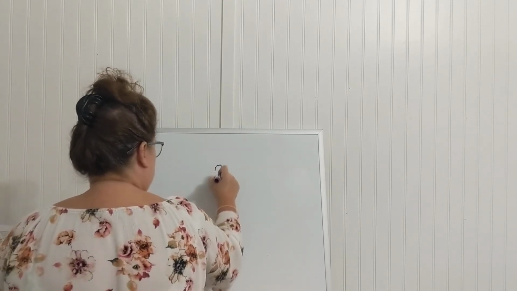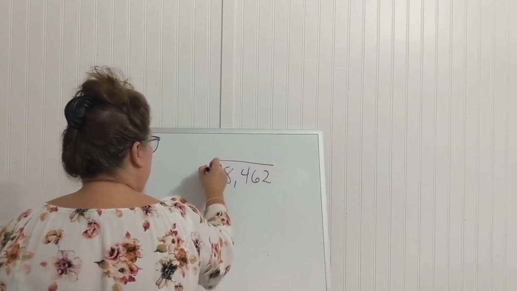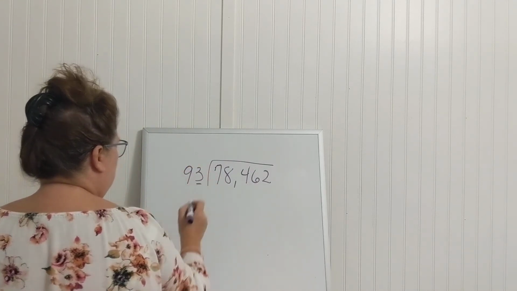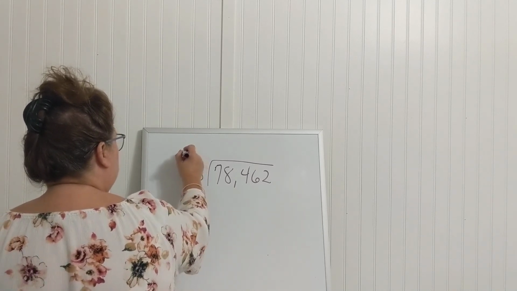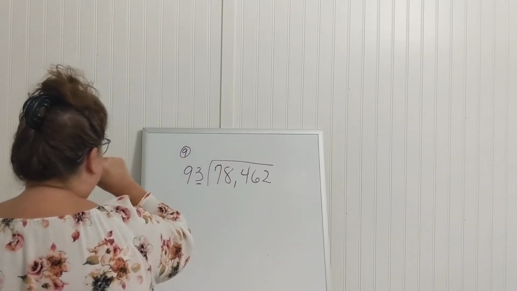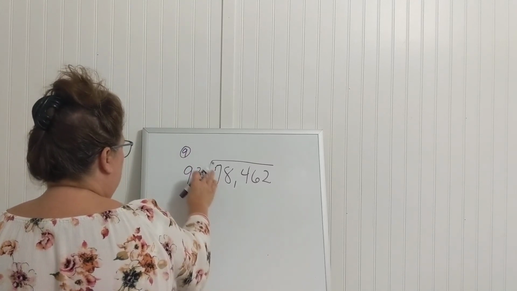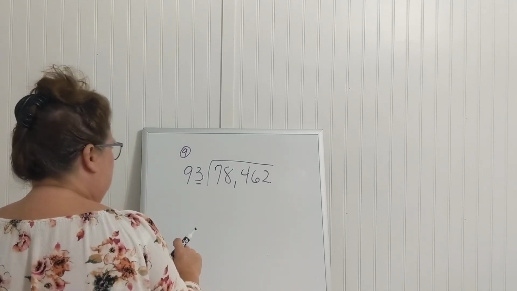All right, so letter A, we have 78,462 divided by 93. So we look at our second digit, it's 3. It's less than 5, so our pretend divisor will be 9, okay? So how many times will 9 go into 7? It can't. How many times will 9 go into 78? Well, 9 can go into 78 8 times.